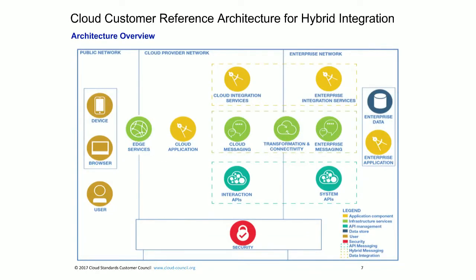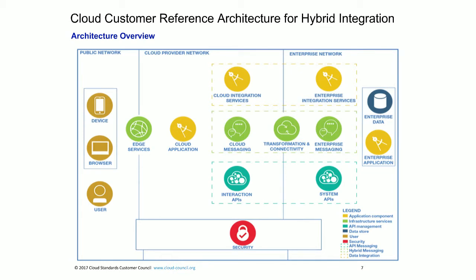Moving on to the next slide. The schematic here is the architecture overview for the hybrid integration reference architecture. It's made up of three layers: the public network, the cloud provider network, and the enterprise network. There is a single cloud provider network shown here, but obviously many enterprises may have more than one cloud provider network. Security goes across these layers and handles authentication, whether it is user authentication, an entitlement coming in, or application entitlement. That's all handled by the security component.